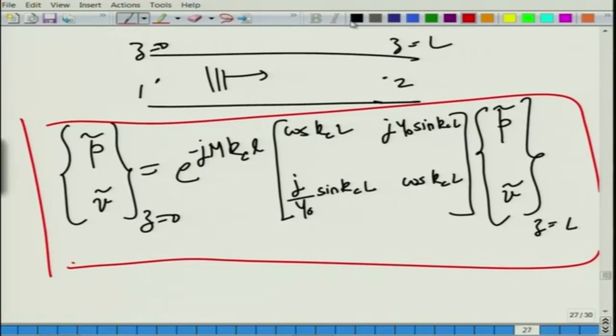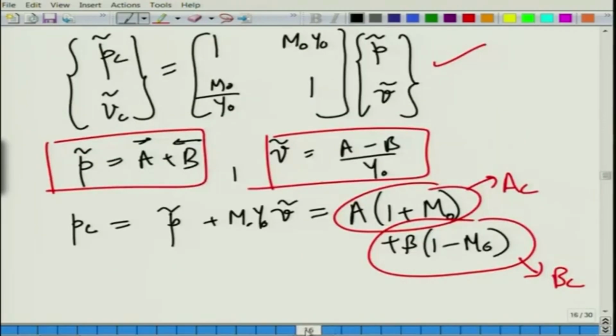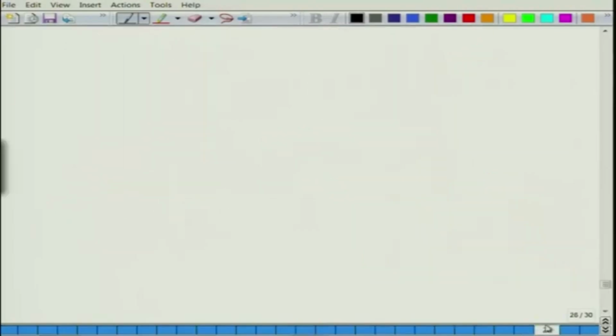So, I will just write down that matrix, the matrix from what was given in slide 16. The inverse of this matrix times this particular vector is this. So, basically, instead of P and V at z equal to 0, I can write this entire matrix inverse times P_c and V_c at z equal to 0. This should be quite clear to you, that P_c tilde and V_c tilde, of course, at z equal to 0.